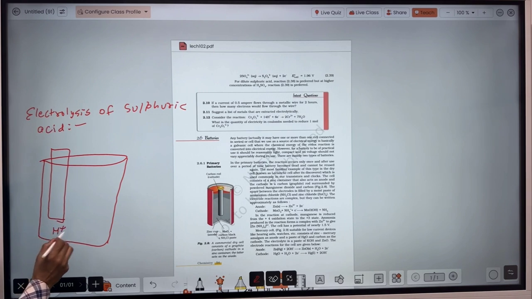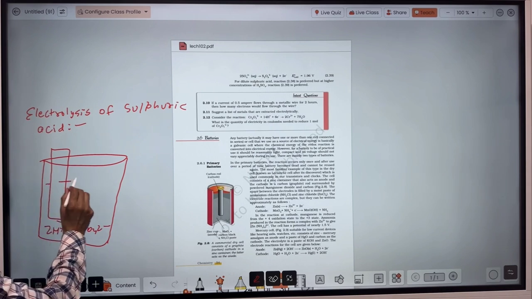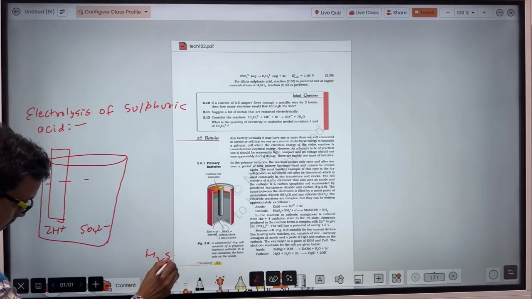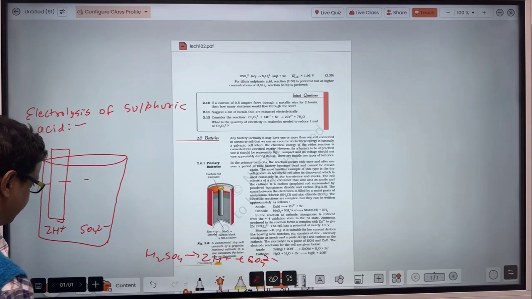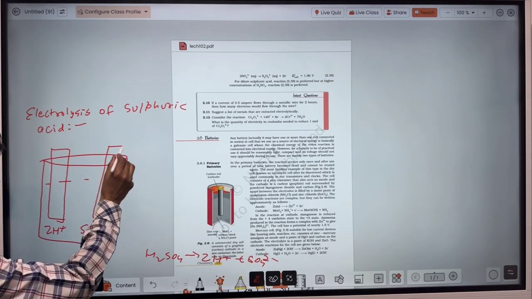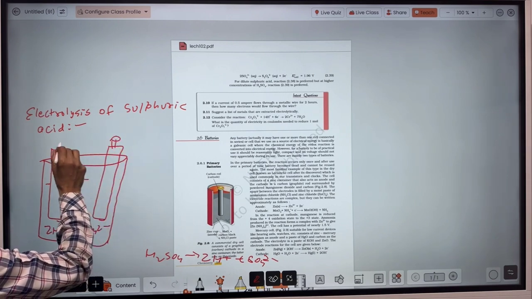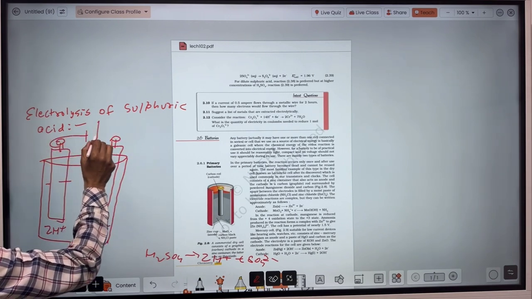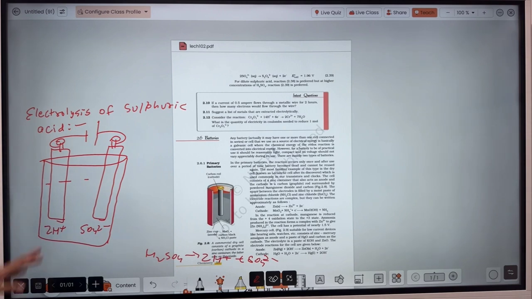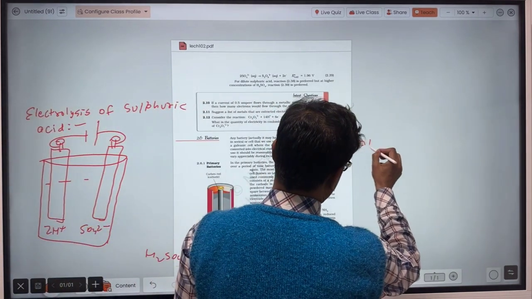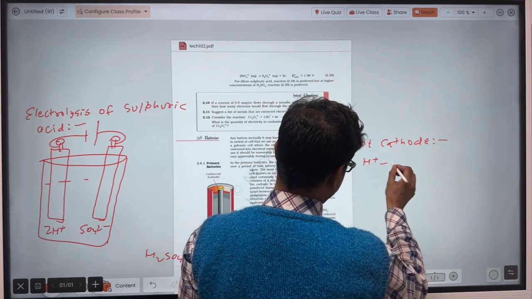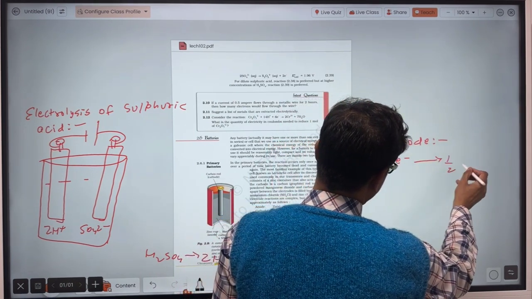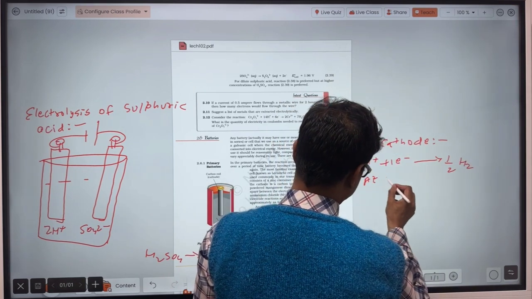Sulfuric acid, H2SO4, you know already, dissociates and gives 2 moles of H plus and SO4 2 minus. So for the cathode, there is no difficulty. H plus will gain the electron and convert into H2.